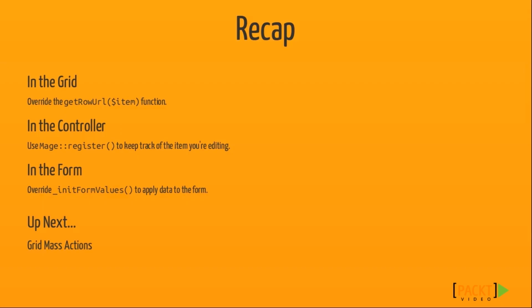So let's recap. In this video, I showed you how to make your grid interactive so that clicking on a row would take you to a form where you could edit the data in that row. We had to add a getRowURL function to our grid, and then in the controller, register the item that we're editing in a global scope so that we can access it inside of our form. In the form, the initFormValues function is what we use to access the registered variable and then apply the data to fill the form. Coming up next, I'm going to show you how to create mass actions on your grid, so stay tuned.